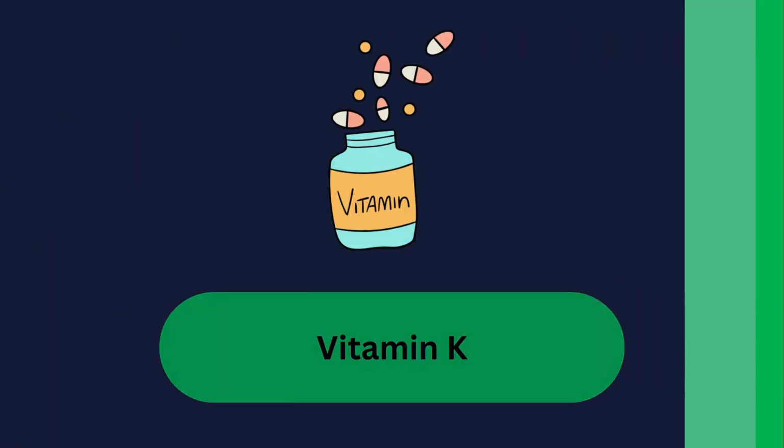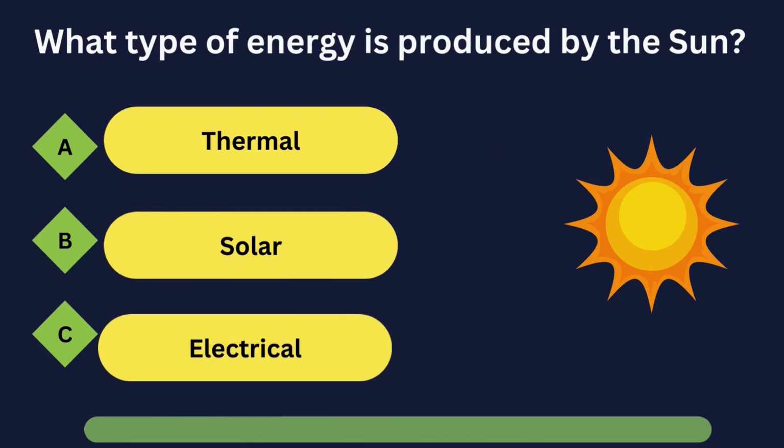What type of energy is produced by the sun? A. Thermal. B. Solar. C. Electrical.